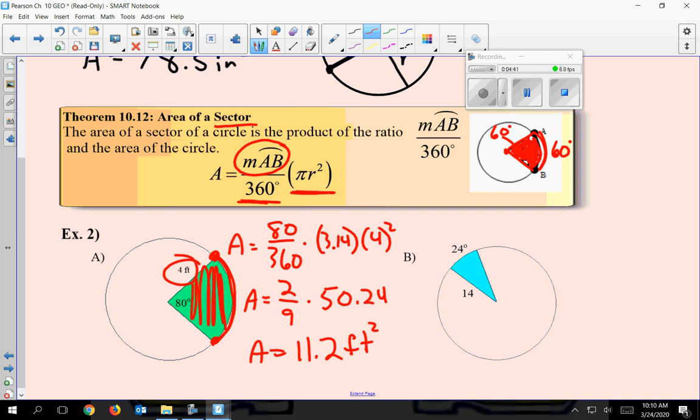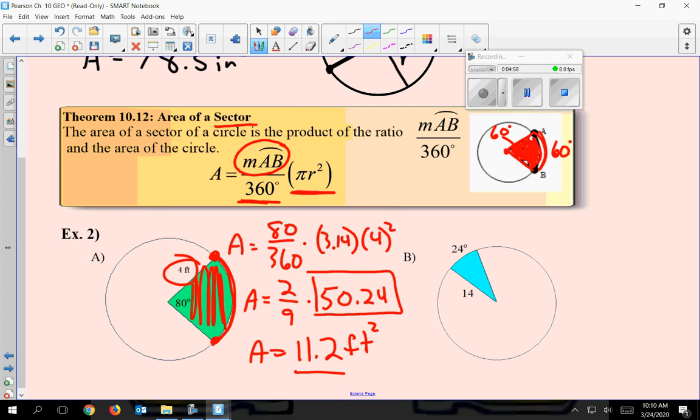So just that little piece of area is proportional to what the area of the whole circle would be. Back here I found the area of the whole circle. That helps me get just that piece of the pie. Okay.